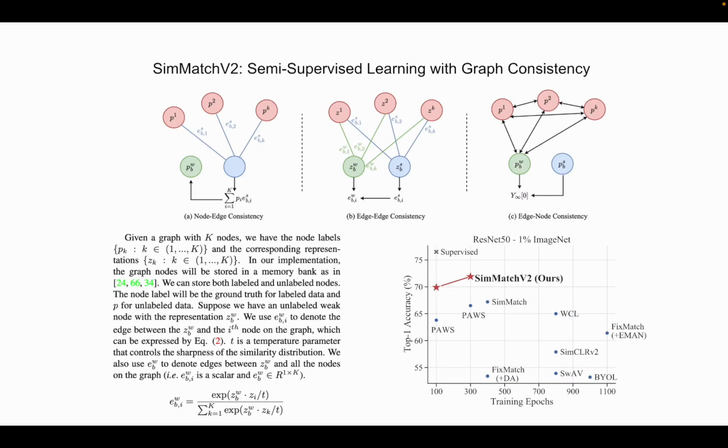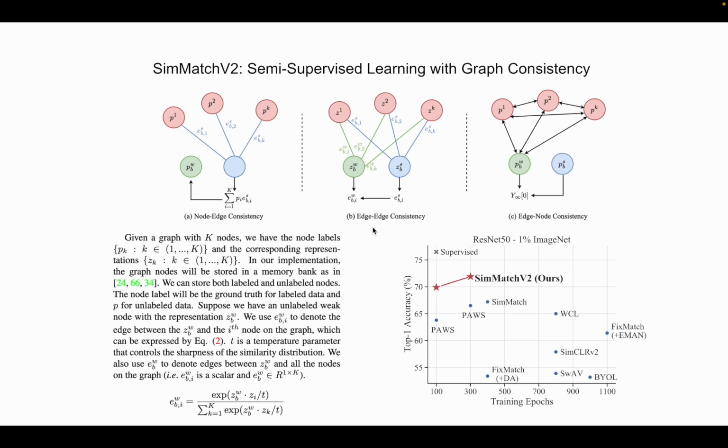Hello everyone. In this video, I would like to introduce our new paper, SimMatchV2: Semi-Supervised Learning with Graph Consistency. And here is the overall framework of our SimMatchV2. Basically, in this paper, we propose four different kinds of consistency from the graph perspective, where the first one is the node-to-node consistency, which is not shown here, the second one is the node-to-edge consistency, the third one is the edge-to-edge consistency, and the last one is the edge-to-node consistency. I will explain all the different consistencies later on.